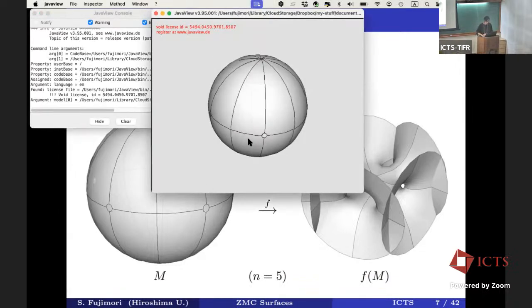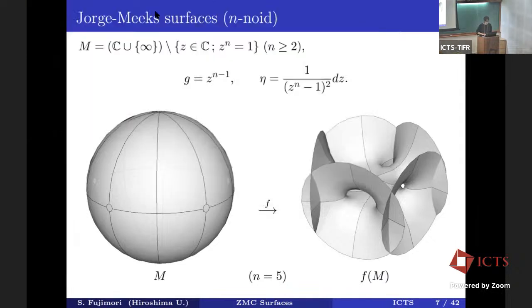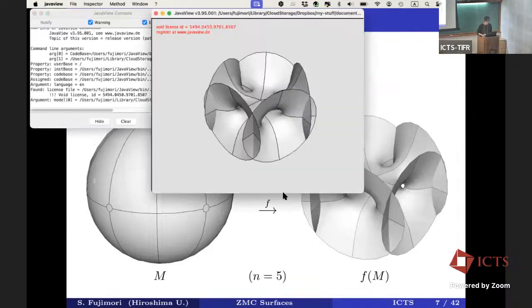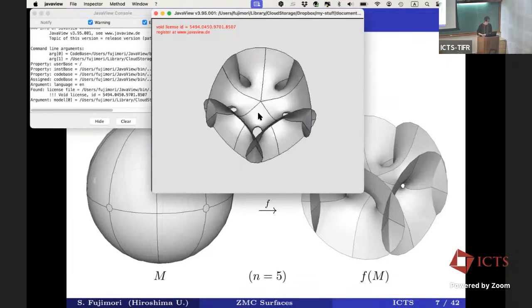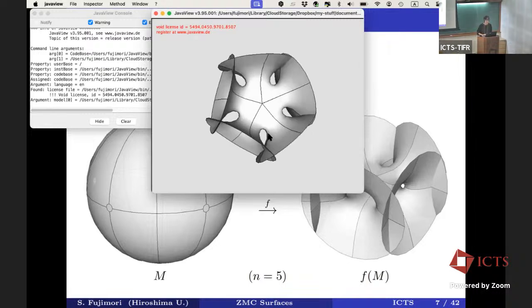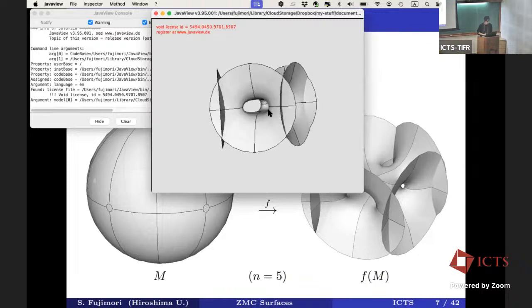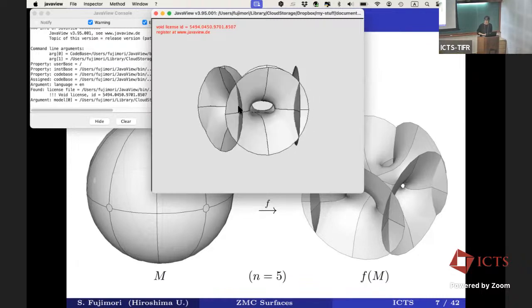So now we have the Riemann sphere minus 5 points. On the equator, we remove 5 points. Then after using the Weierstrass data, we have this Georgios-Meeks surface. So this is topologically a sphere minus 5 points, and we have 5 catenoidal ends.